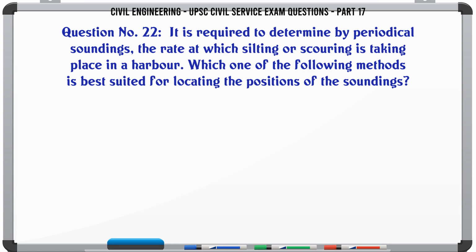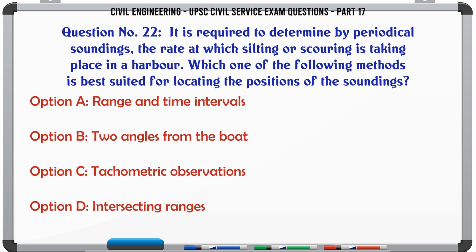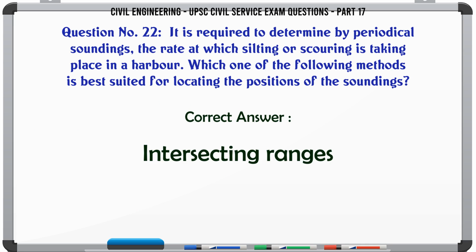It is required to determine by periodical soundings the rate at which silting or scouring is taking place in a harbor. Which one of the following methods is best suited for locating the positions of the soundings? A. Range and time intervals. B. 2 angles from the boat. C. Tachometric observations. D. Intersecting ranges. The correct answer is intersecting ranges.